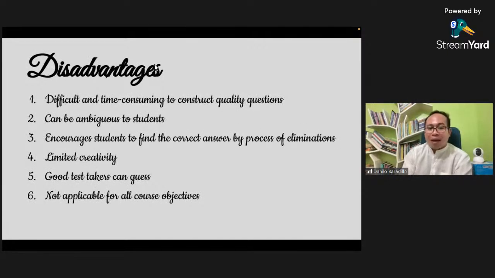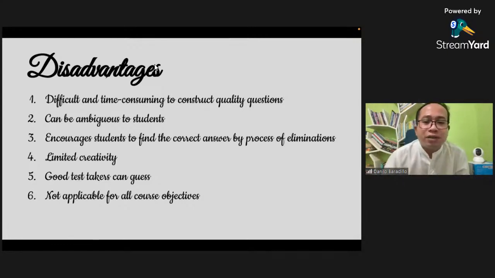The disadvantage, however, is that it is difficult and time-consuming to construct quality questions. This is very, very true. We just don't want to create questions of our liking. We just don't want to create items because we want it. But there are principles that we need to learn in constructing the questions. It can be ambiguous to students because principles may not have been followed. That's why it becomes ambiguous. That's why we have to also revisit this.